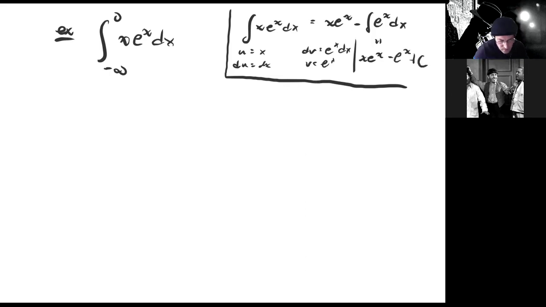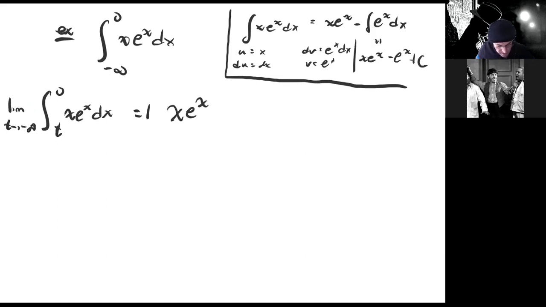Okay, so what I can do then is this: it's an improper integral, so I have to put a limit in. It's the limit as t goes to minus infinity of the integral from t to 0 of x e to the x dx. I can take my antiderivative. I'm going to take the constant c equal to 0 here. So it's the limit as t goes to minus infinity of x e to the x minus e to the x, evaluated from t to 0.